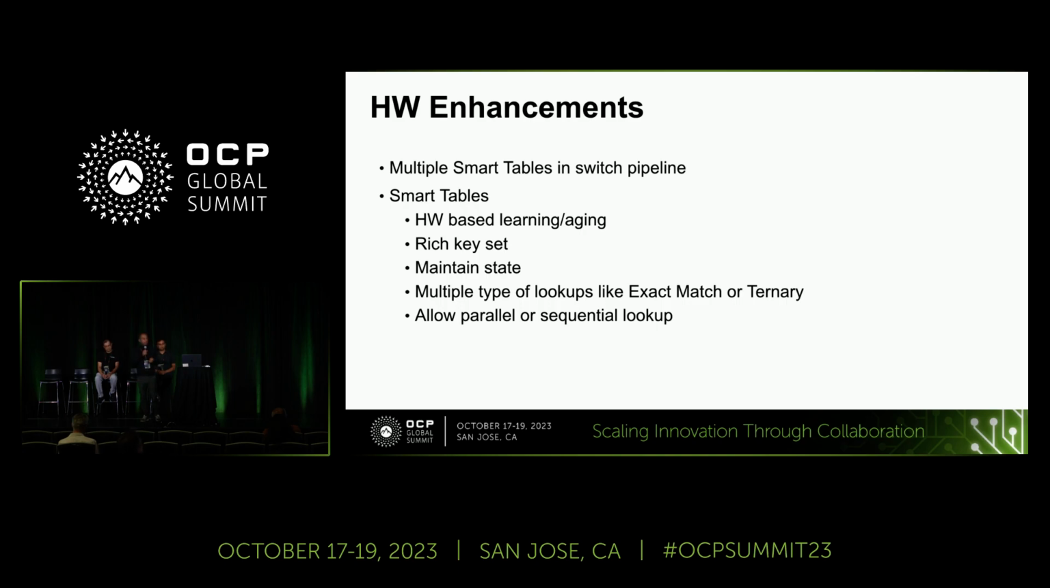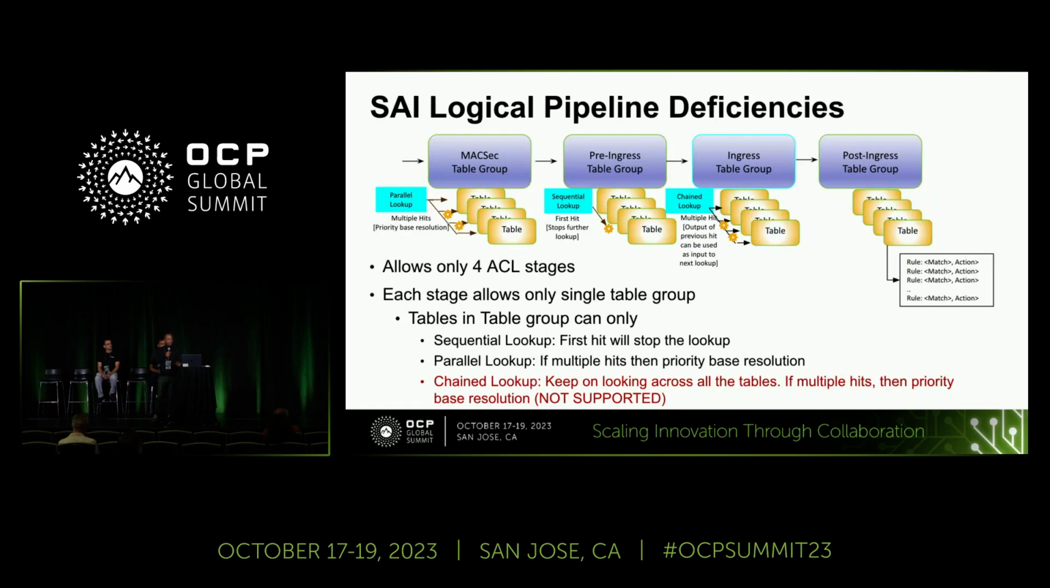So today, the SAI pipeline supports multiple stages. Today there are 4 stages of ACL which are supported. So MACsec, which is a MACsec stage. There's a pre-ingress which happens before we do the L3 lookup, so we can define our match criteria. Again, there's a TCAM lookup. And then there's an ingress stage, which is after the L3 lookup. And then there's an egress pipeline, which we call an egress stage.